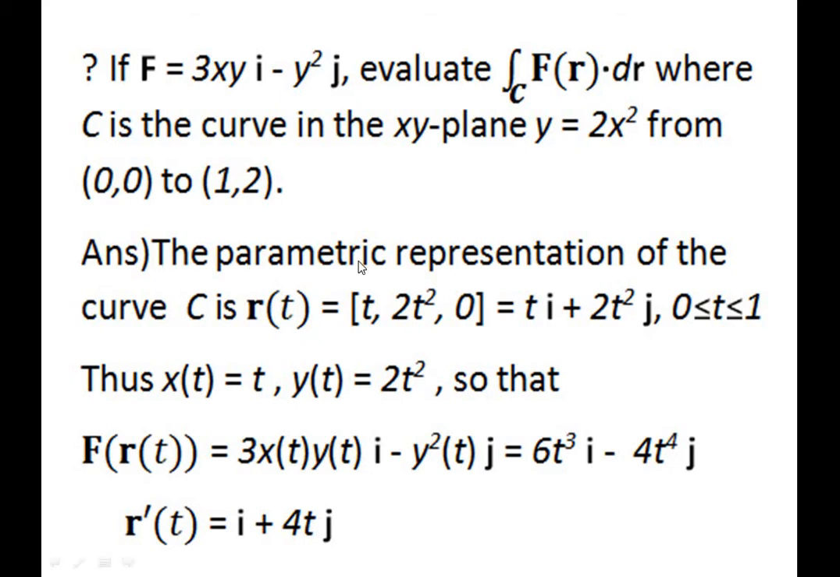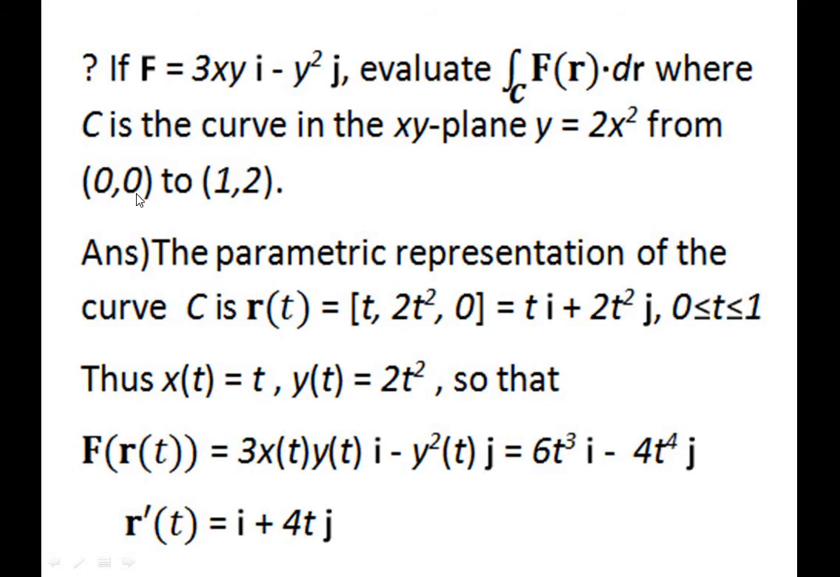Listen, first one, the parametric representation of the curve C is r(t) = (t, 2t^2, 0), that is t i cap plus 2t^2 j cap plus 0 k cap. Why does z become 0? Because we only consider the xy plane. Here we substitute x = t. When x = t, then y = 2t^2. So t i cap plus 2t^2 j cap, and 0 ≤ t ≤ 1. How does the variation of t become 0 to 1?